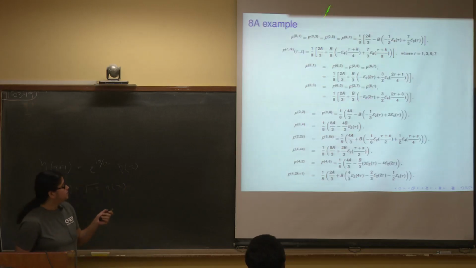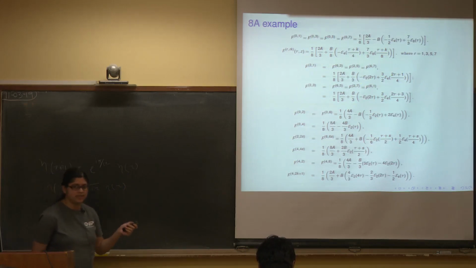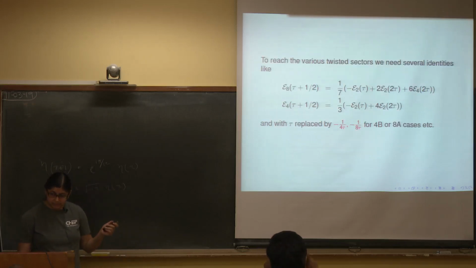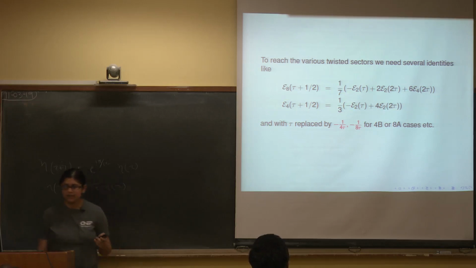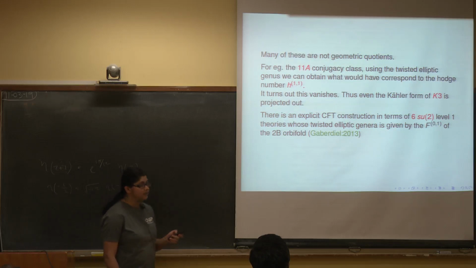Here we have a list of all the FRSs, and you can see it's kind of involved with the expressions and all. To reach the twisted sectors, we needed several identities like this E8 tau plus half, how it would be related to E2 Z4s and all, and tau would be replaced by some minus 1 by 2 tau and minus 1 by 4 tau and something like that.